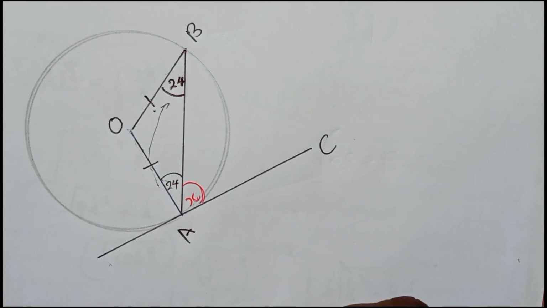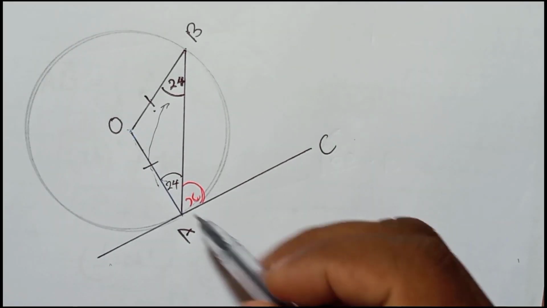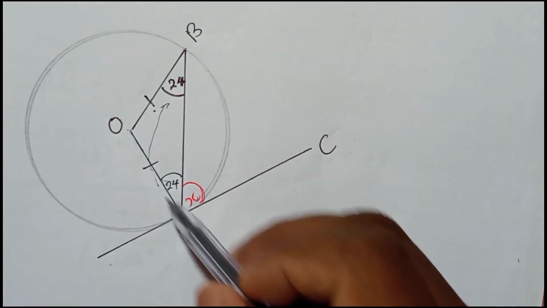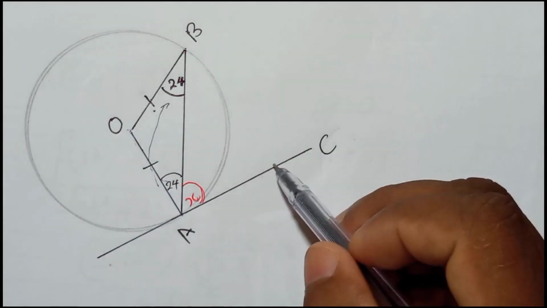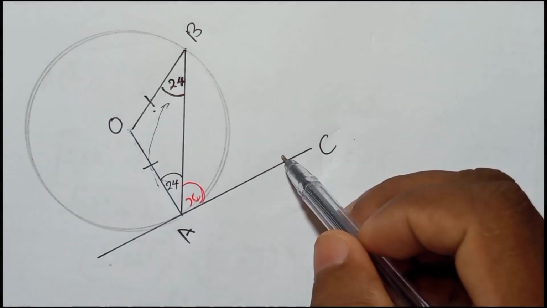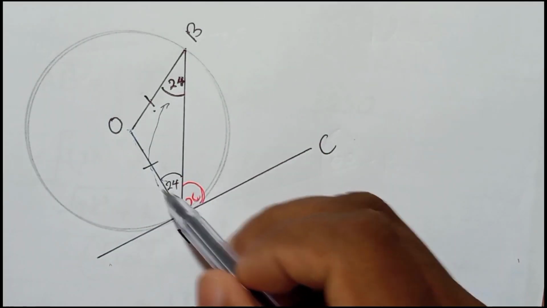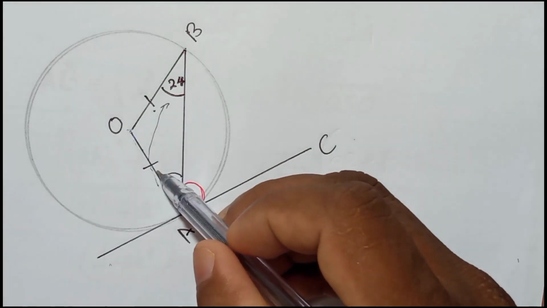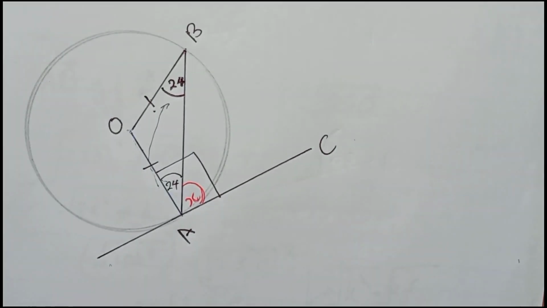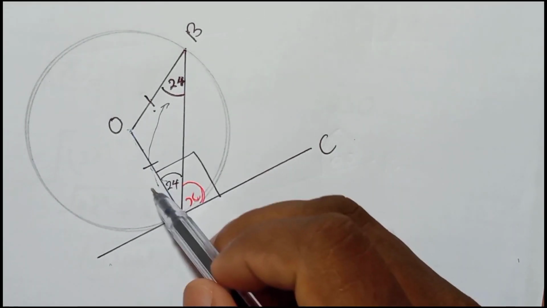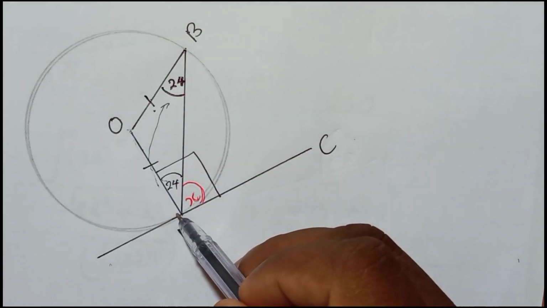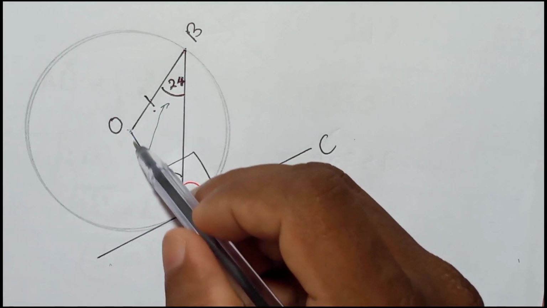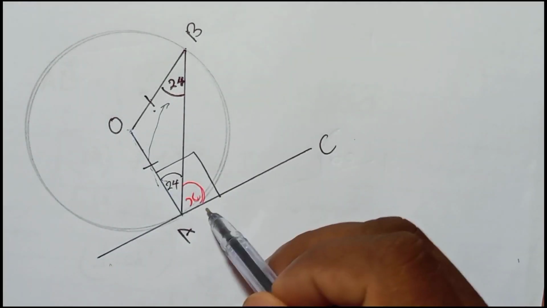Then we have learned another theorem. This is radius OA, and they tell us AC is the tangent. Between a radius and a tangent we always have a 90-degree angle, right? If I mark it this way, bigger, this is 90. That means between the radius and the tangent we have 90 degrees.